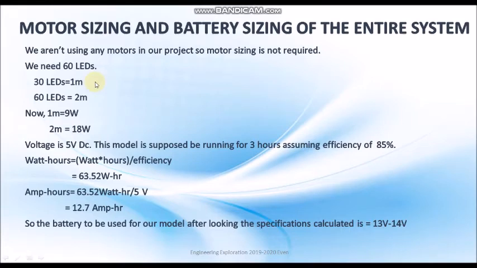In our project, we need 60 LEDs and we are using addressable pixel strip of 30 LEDs per meter. When calculations are done, we can notice that power consumed is 18 watt and voltage to be supplied is 5 volt. The model should run for 3 hours with an efficiency of 85%. When watt hour and ampere hour are calculated, the results are as follows: 63.52 watt hour and 12.7 ampere hour. So the proper battery to be used is 13 volt to 14 volt.